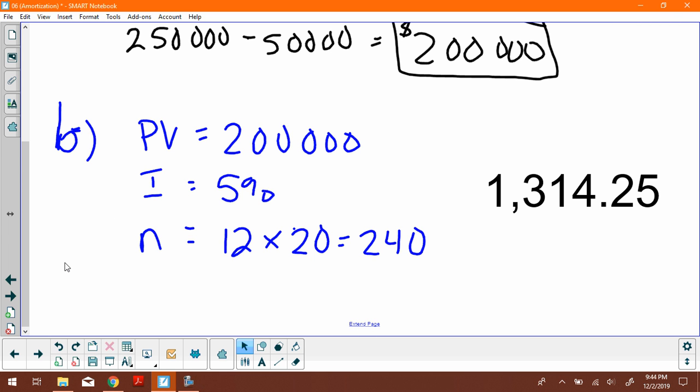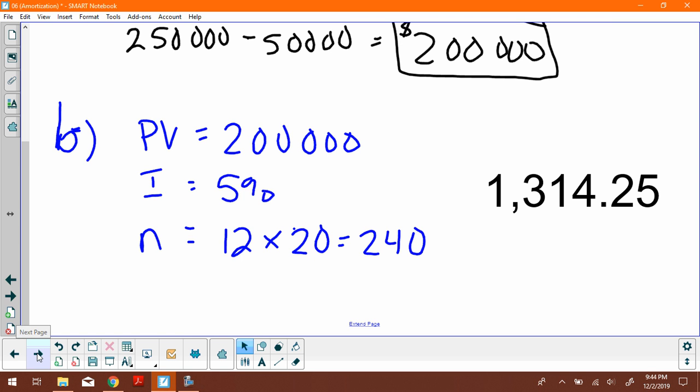Again, part of the reason we have to use the TVM solver here is because the annuity formula that we used the past few days doesn't have the ability to do the 2 different compounds at once.